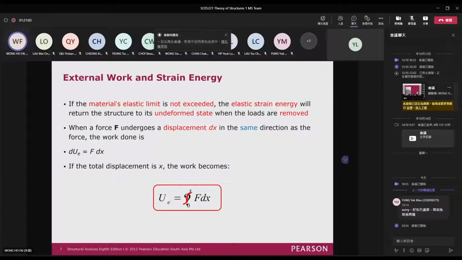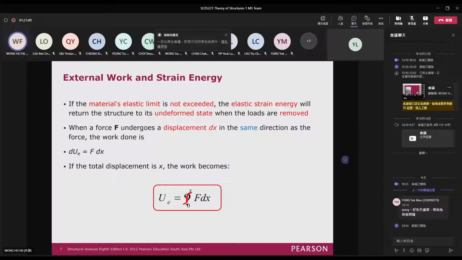As you know, a material can have stages like the elastic stage or the plastic stage. The theory that we are going to mention tonight assumes the material is still in the elastic stage. If the material is still elastic, then the elastic strain energy will be stored in the structure when the force is applied. Once the force is released, the structure can return to its original state, which we call the undeformed state.